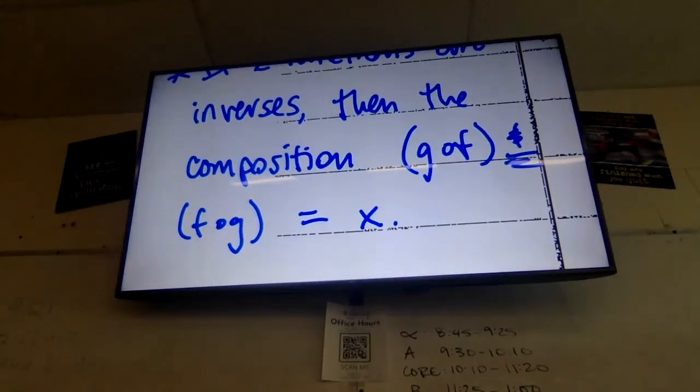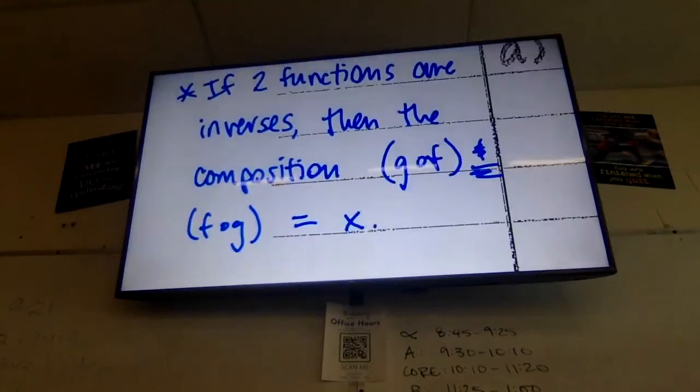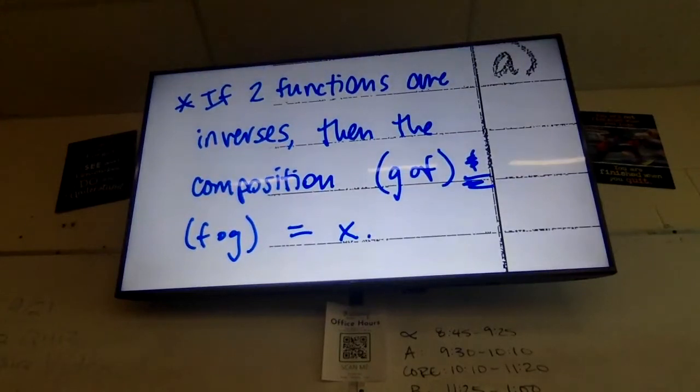If you do not get x out, then it is not inverse functions of each other. The reason we have to check both of them is we need to make sure it goes both ways. Inverses is a 2-way road. One should be inverse of one, and it should also be the inverse of the other one. So we got to check both directions. If 2 functions are inverses, then the composition of g of f and f of g should equal x. Right, Michael? You with me?